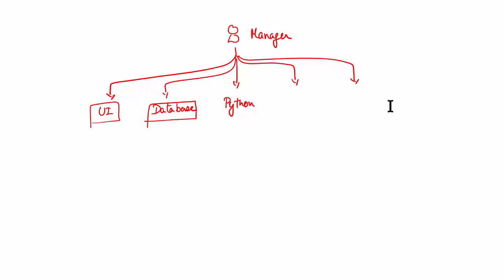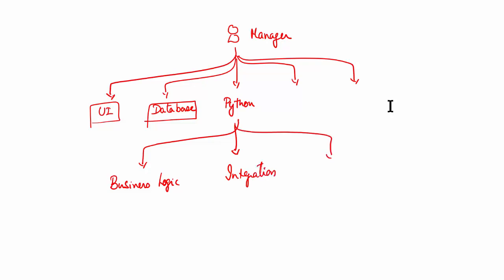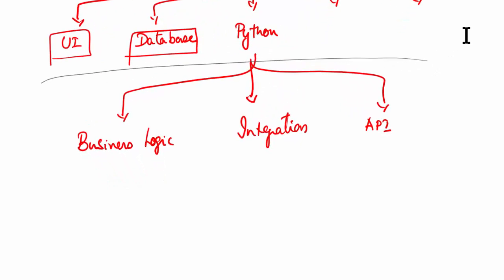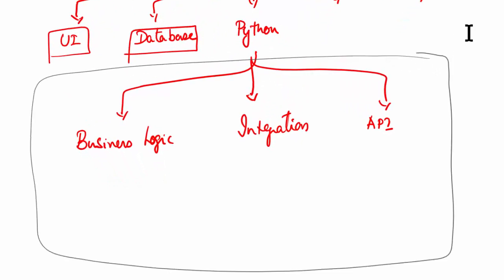Now, the Python team is not going to be a one-person team, right? It's going to have 10 people, 100 people, depending on the size of the project. And say a particular team or a person is responsible for developing the business logic. One team will be responsible for integration. One team will be responsible for APIs, and so on and so forth. Now focus on this part. Remember I said there are different teams, right? The business logic team will develop a range of functions, right?